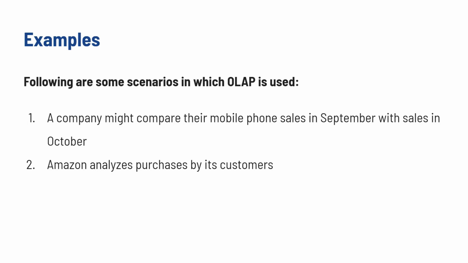Uses of OLAP are as follows. A company might compare their mobile phone sales in September with sales in October, then compare those results with another location which may be stored in a separate database. Amazon analyzes purchases by its customers to come up with a personalized homepage with products which likely interest their customers.